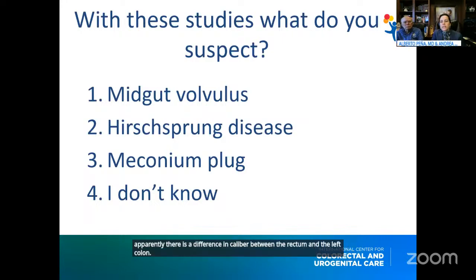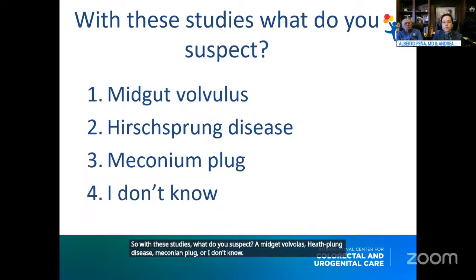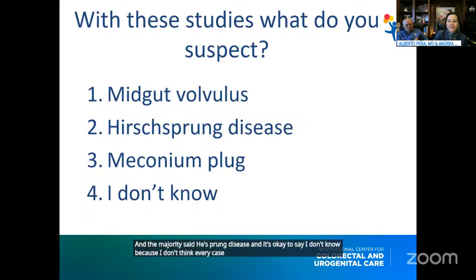So with these studies, what do you suspect? A midgut volvulus, Hirschsprung disease, meconium plug, or I don't know. And the majority said Hirschsprung disease. And it's okay to say I don't know because I don't think every case is crystal clear.